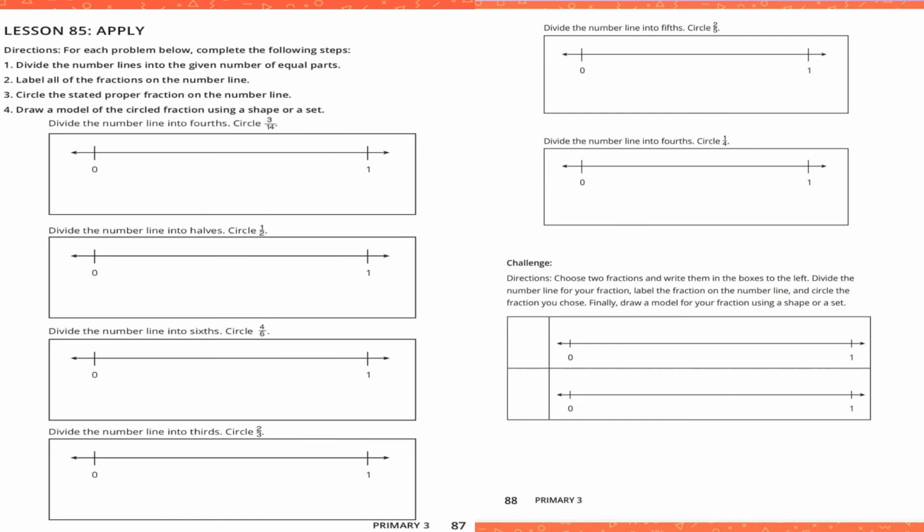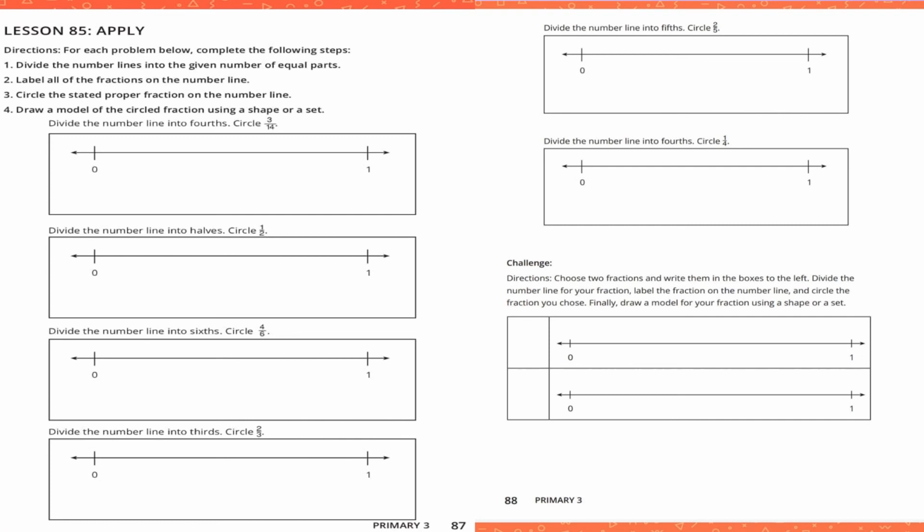Let's start the apply part. Here we have some problems and our steps. Divide the number line into the given number of equal parts. Number 2, label all of the fractions on the number line and circle the fraction. Number 4, draw a model of the circled fraction using a shape or a set. Okay, the first, divide the number line into fourths.